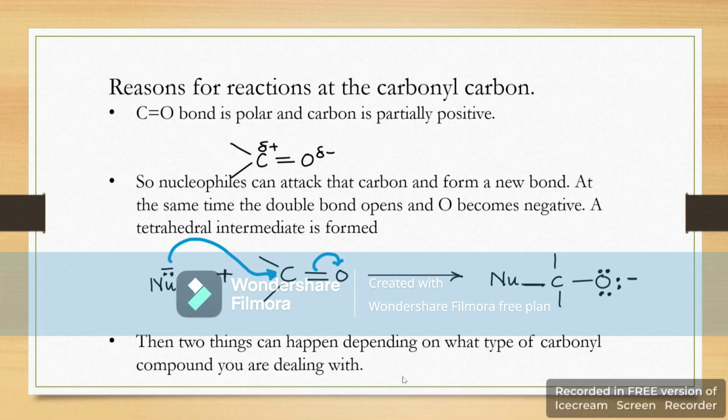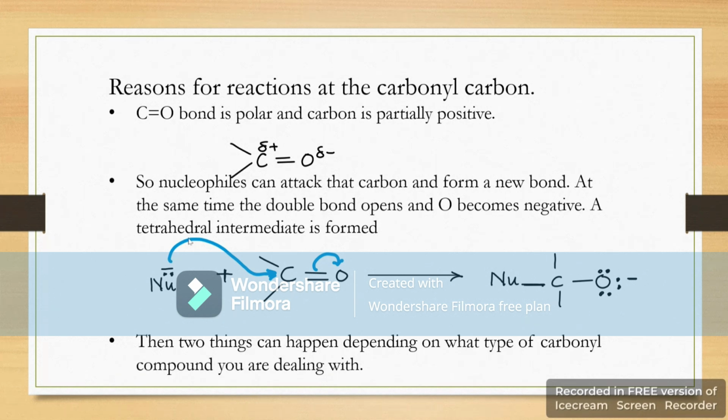So the reason for reactions at the carbonyl carbon is because the C double bond O bond is polar and the carbon is partially positive. So it's like this. Carbon has got a partial positive charge and oxygen has got a partial negative charge. This is because of the electronegativity difference between carbon and oxygen. So because of this carbon being partially positive, nucleophiles can easily attack that carbon and form a new bond. At the same time, what happens is the double bond opens and O becomes fully negative, and it forms a tetrahedral intermediate in the process. So this is how it happens.